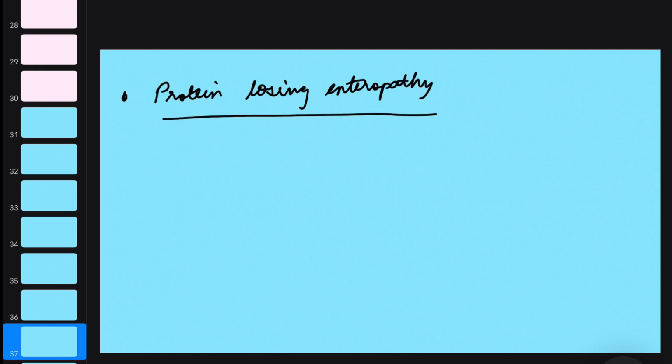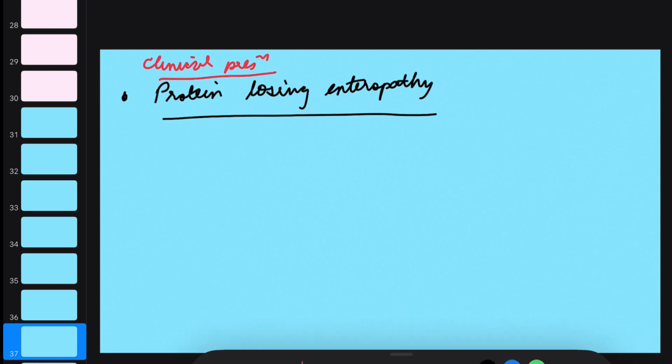So this is a very, very interesting example of something we call protein losing enteropathy. Very, very important. And this brings us to the clinical presentation. Protein losing enteropathy. So we are losing proteins. Where are we losing proteins? How are we losing proteins?